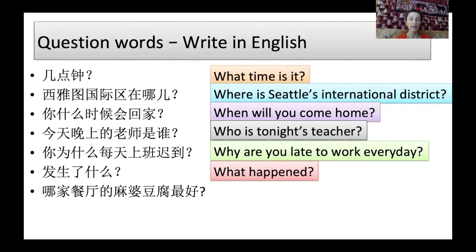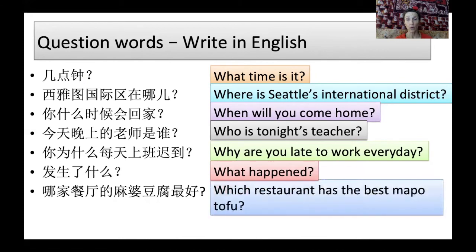And then finally, 哪家餐厅的麻婆豆腐最好? So this is asking for something very specific, right? Very specific. Which restaurant has the best mapo tofu? All right, I hope this review was helpful. I hope going over the relative pronouns for clauses was a little bit helpful. Some practice. 继续一下.